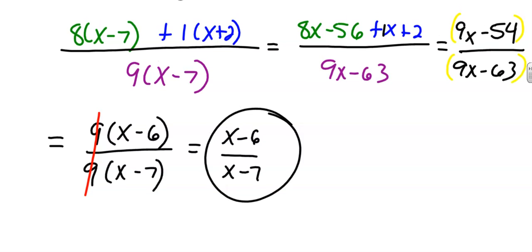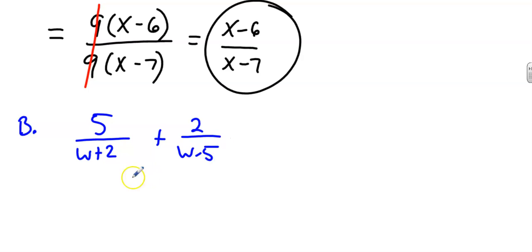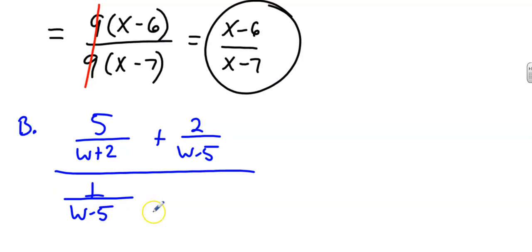Okay, let's get you one more of those and then we'll take a quick break. Okay, sticking with the same pattern, same objective here. Okay, 5 over w plus 2, 2 over w minus 5, 1 over w minus 5, and 6 over w minus 2.